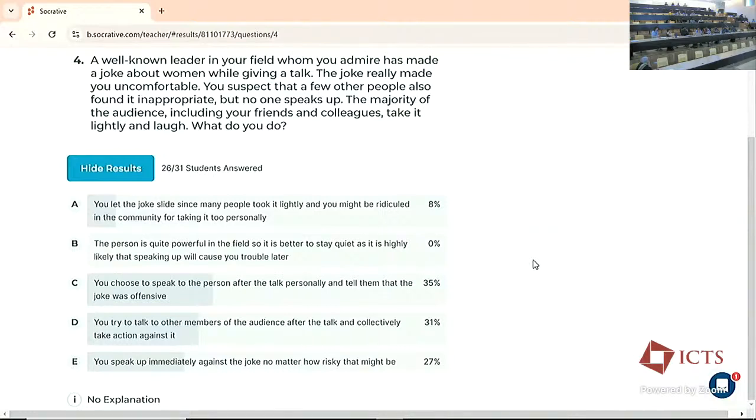Anybody else? Yeah, Ekta. So I'm one of the people who chose E because I wouldn't let it slide, but I also wouldn't take active action. What I would do in this scenario is I wouldn't speak to that person, because there is no use. If they found it appropriate to make this joke, then they will not change their mind if I just tell them in person.